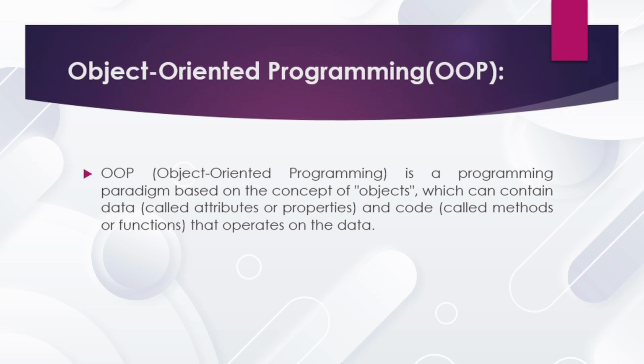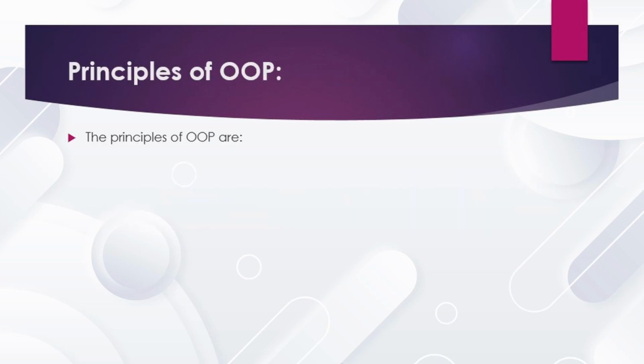Object-oriented programming is a programming paradigm based on the concept of objects, which can contain data, also called attributes or properties, and code, which are also methods or functions that operate on the data. Let us now look at the principles of object-oriented programming. The first one is encapsulation.